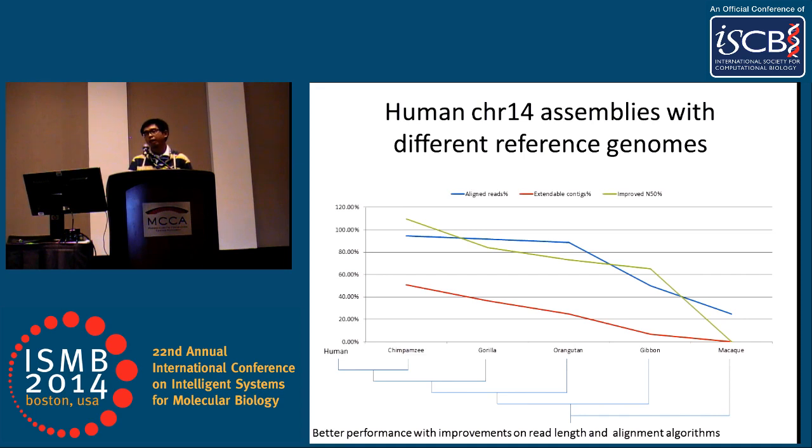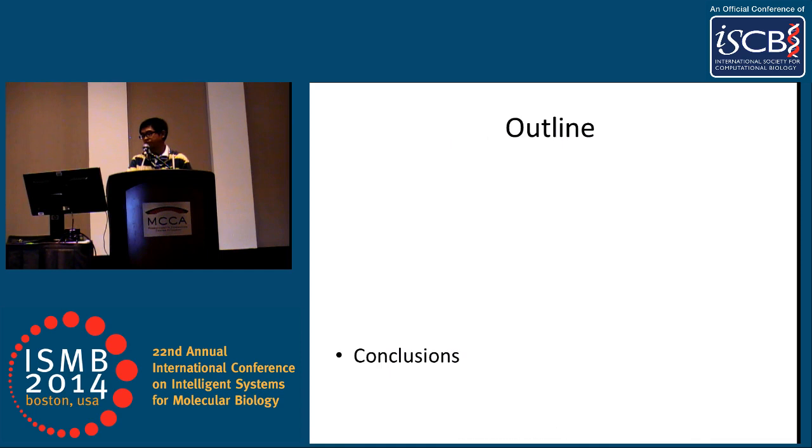So if we have a better alignment algorithm, we can align more reads to the reference genome, and we can achieve better performance. And we are working on this to design a better alignment algorithm with respect to the difference between target genome and the reference genome.